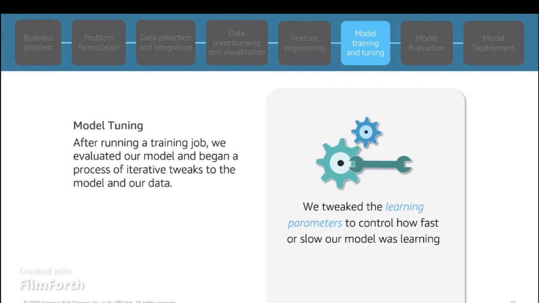After running a training job, we evaluated our model and began a process of iterative tweaks to the model and our data. For instance, we performed hyperparameter optimization. We tweaked the learning parameters to control how fast or slow our model was learning. Learning too fast means that the algorithm will never reach an optimum value, while learning too slow means that the algorithm takes too long and may never converge to the optimum in the given number of steps.